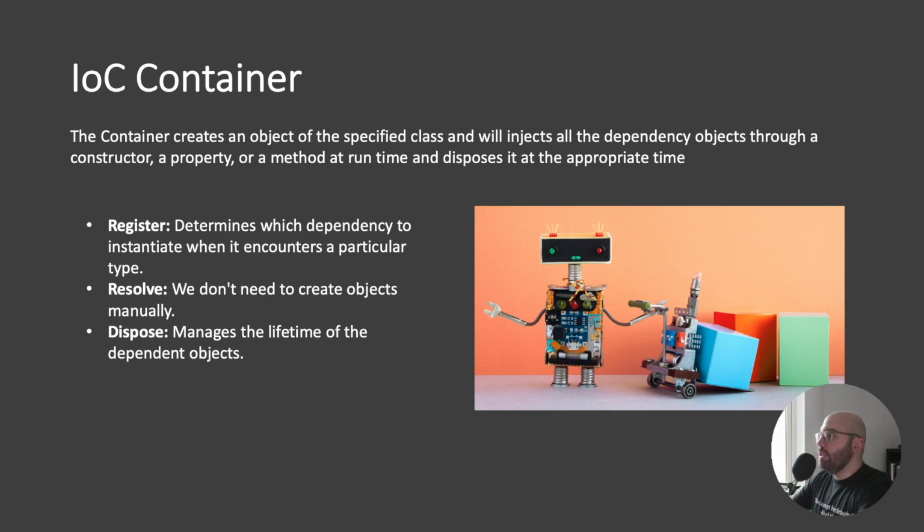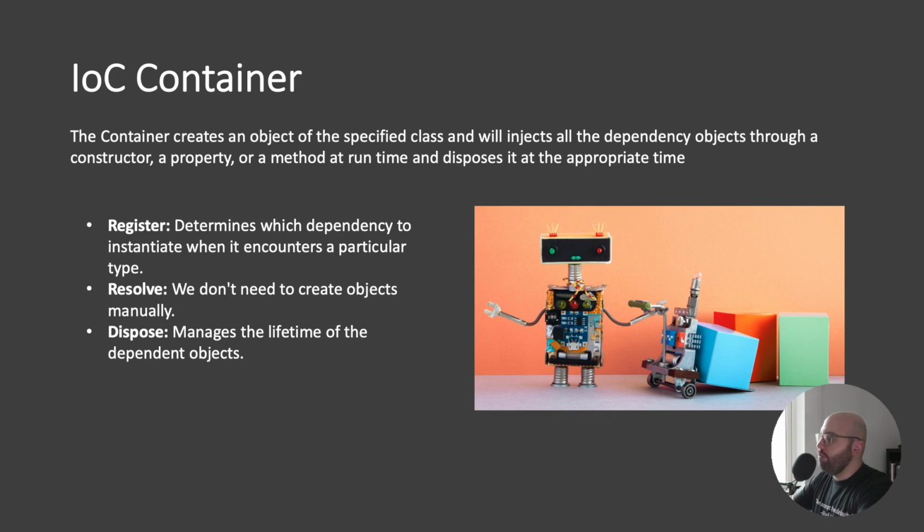So we can see here that we have three different types of methods that the IoC container is responsible for. We have the register, we have the resolve, and we have the dispose. So what does the register mean? The register is basically the mapping that we want to do between our interface and implementation, or a class and a class. So it determines which dependency it will instantiate when we actually request it.